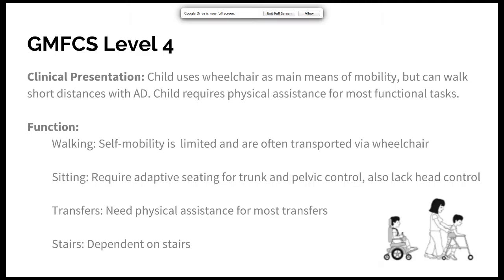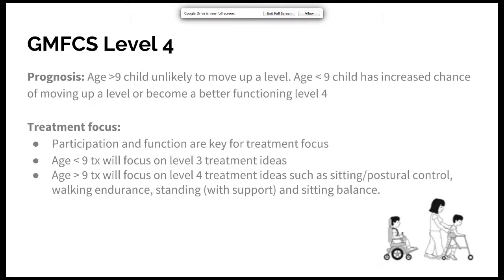While these children are in wheelchairs for long distance tasks, they have decreased trunk, pelvic, and head control, which requires them to need adaptive seating equipment to assure safety and comfort. So as we continue on with our prognosis, a child older than the age of 9 is likely going to be set at a GMFCS level 4.